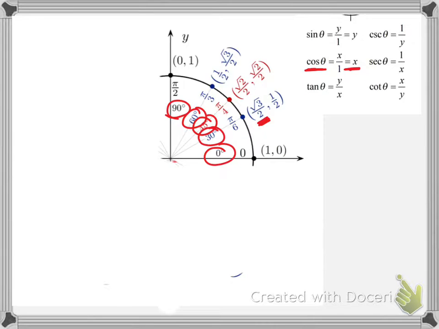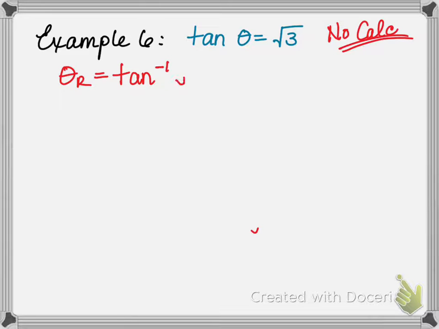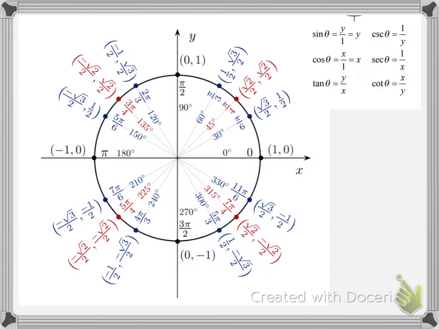Okay? So let's do this next one. Last one. Tangent of theta equals square root of 3. No calculator, okay? Let's do no calculator on this one. Practice using no calculator. So the first thing we need to do, theta r equals tan inverse of square root of 3. Now, again, we're not using the calculator, so I don't want you typing that out. I want you going to your unit circle.